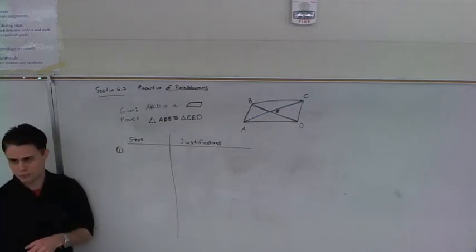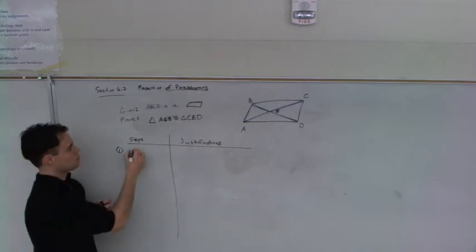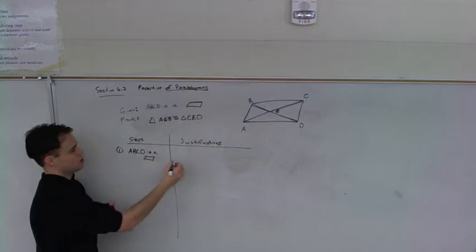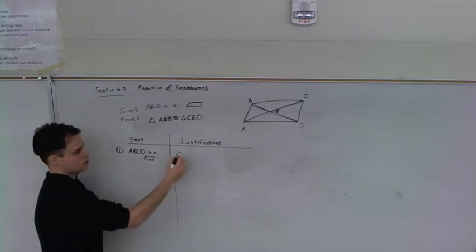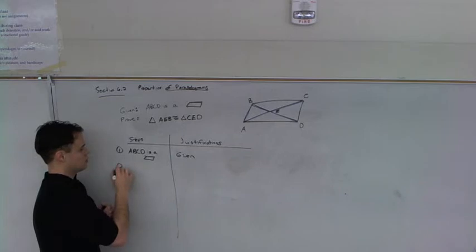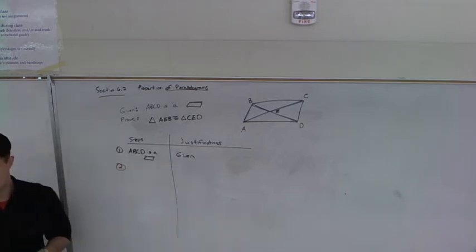Oh, for the first step. ABCD is a parallelogram. Okay, I should put what I was given, right? It is a parallelogram, and I should put why: Given. Okay. Now you guys both gave me some good stuff. Let's put Jake's first. What did you say again, Jake?